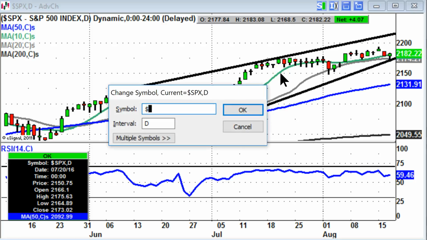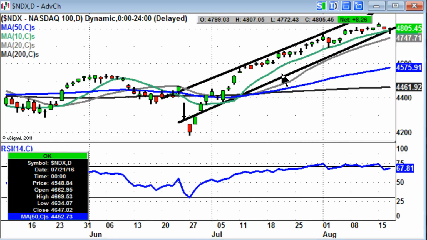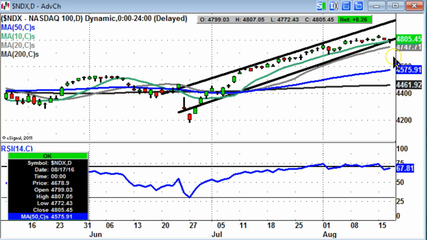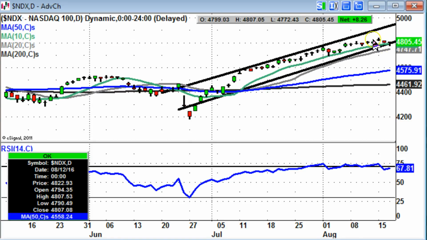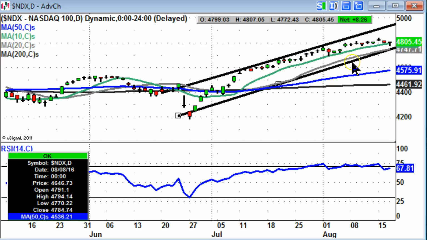For the Nasdaq, as you'd expect, the strongest of the three here managed to bounce well above the 20-day line at 4747, and really well above that. We're looking for a top of June trend channel target as high as 4,900 over the next 2 to 4 weeks.